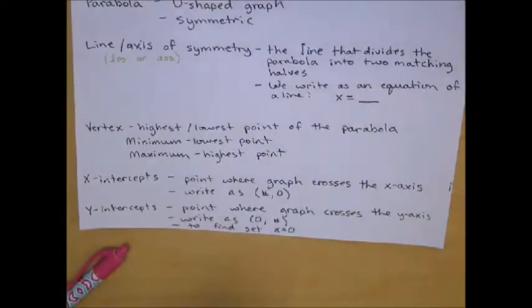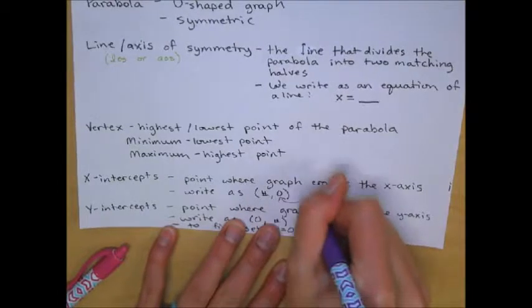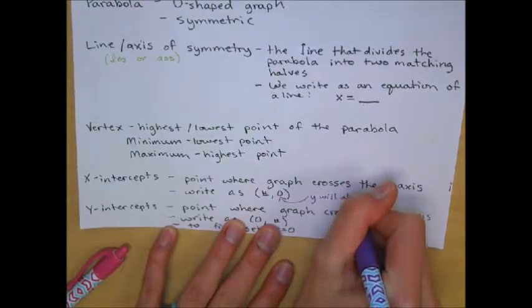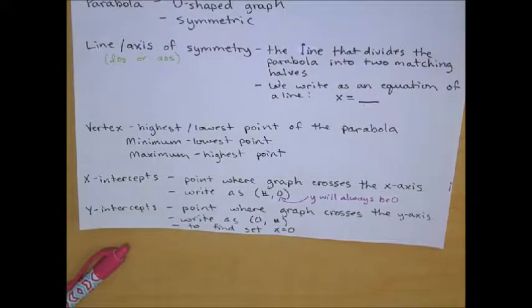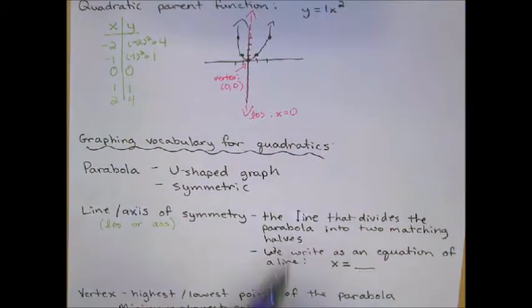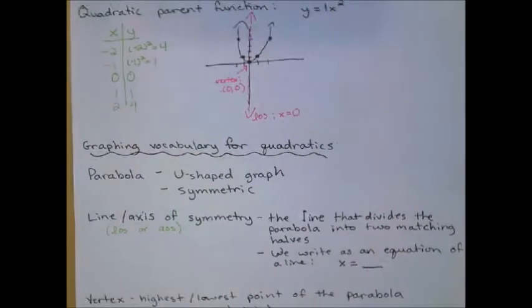Next, we have our x-intercepts. These are the points where the graph crosses the x-axis or touches the x-axis. And we write these as a number, comma, 0. So note here for our x-intercept, y will always be 0. Looking at the top, this is our x-intercept, 0, 0. It's where we touch the x-axis. Here we only have 1.